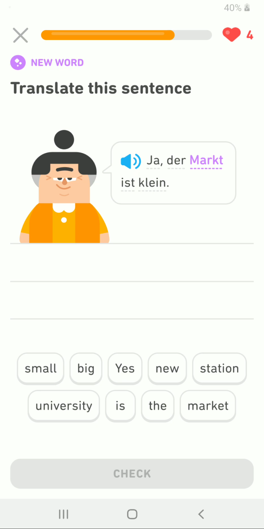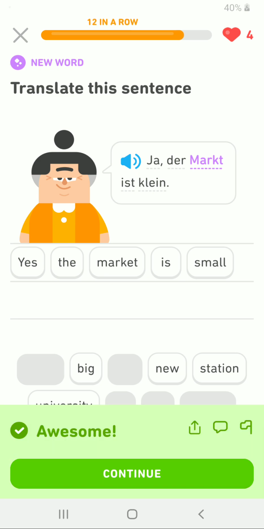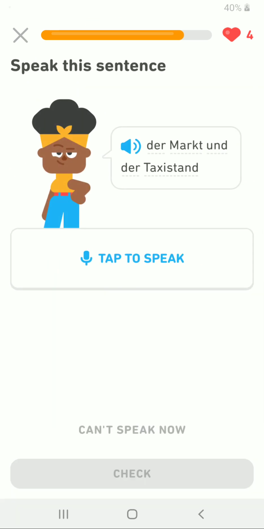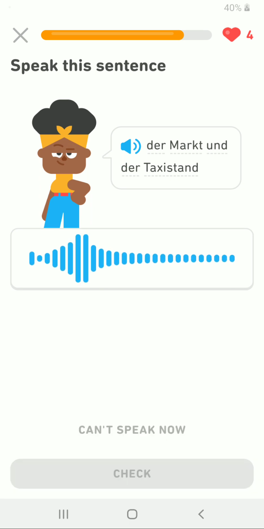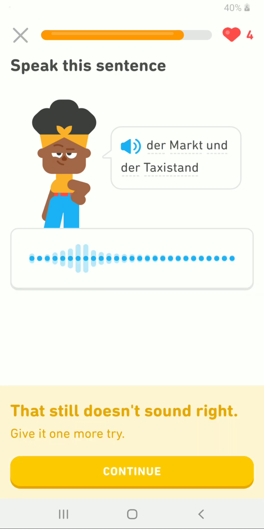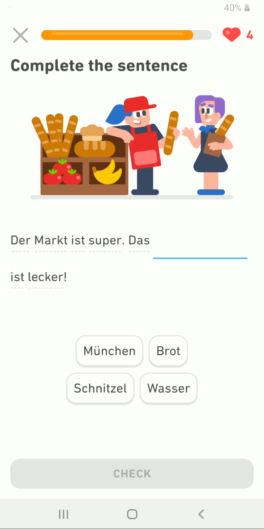Ja, der Markt ist klein. So what is Markt? It's the market, yes? Yes. The market is small. Markt. Der Markt und der Taxistand. But I didn't say it right. Der Markt und der Taxistand. Okay, that was hard. Der Markt. Markt, ja. Ist super.